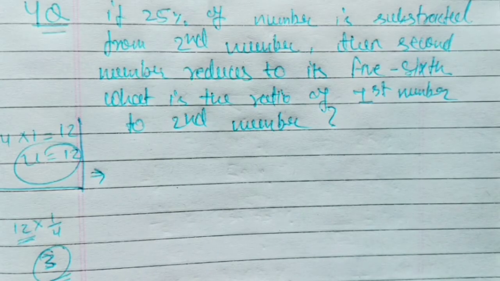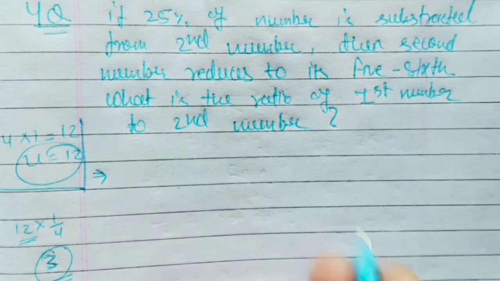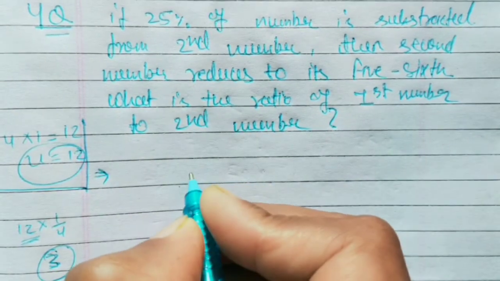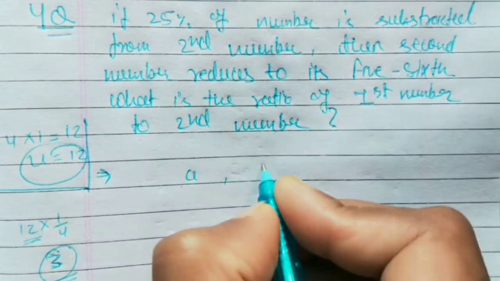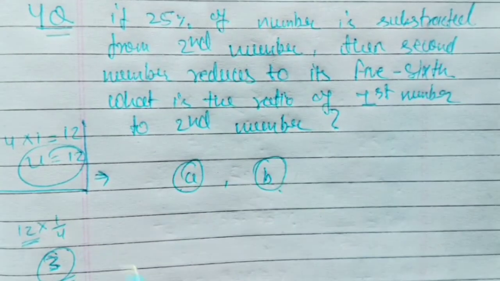So this is question number 4. In this question it is given that if 25% of a number is subtracted from a second number, then the second number reduces to 5/6. What is the ratio of the first number to the second number? It is a very easy question. Let's assume the first number is A and the second number is B. So we have two numbers.